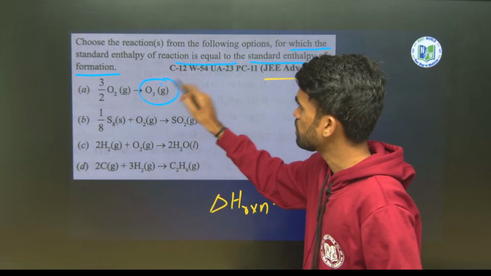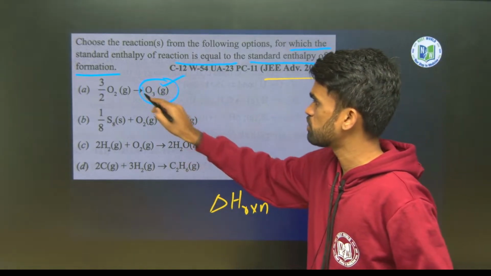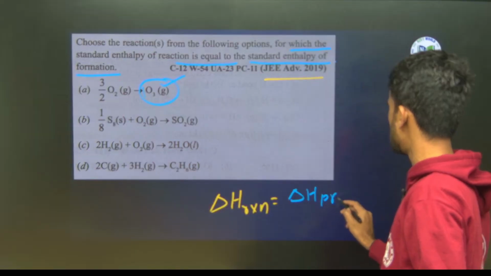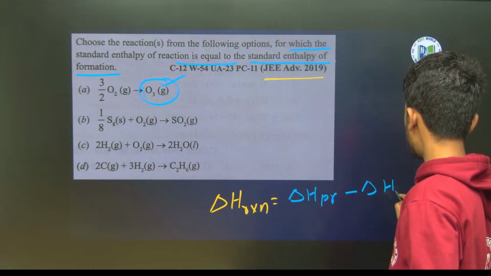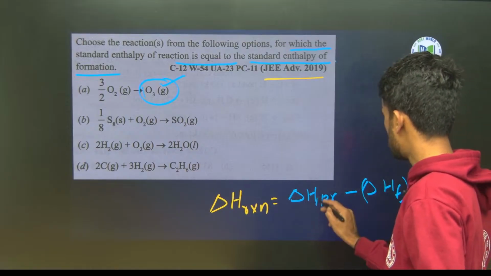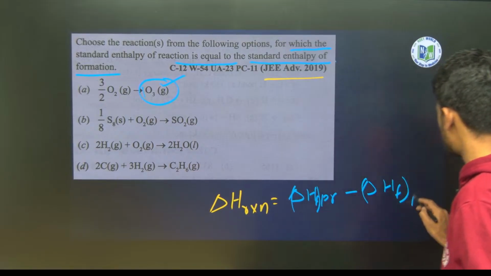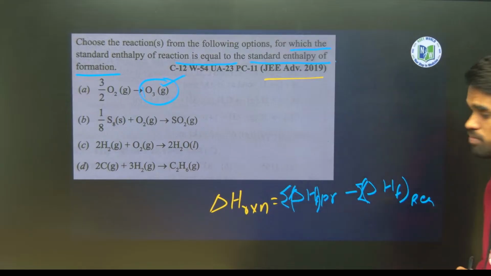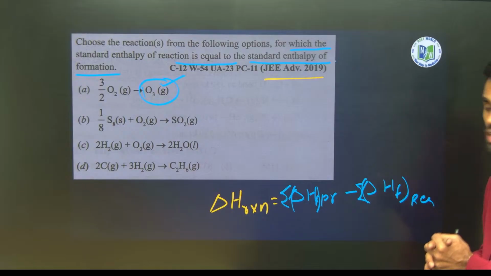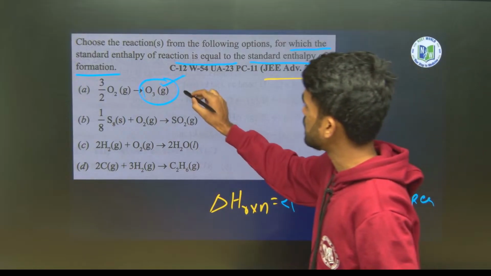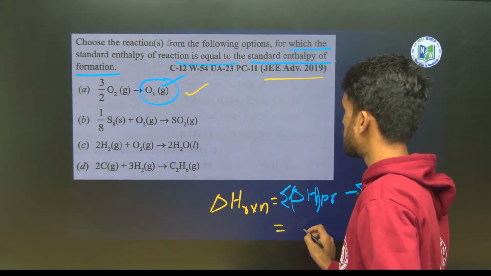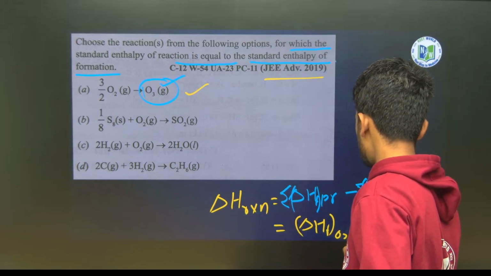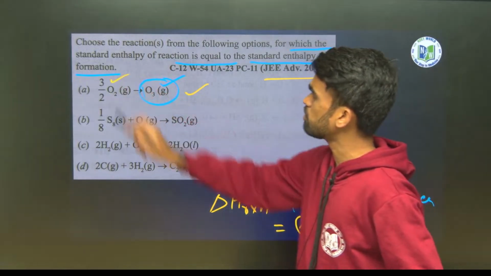So here we have ozone, 1 mole of ozone is formed. Now I can say delta H products minus delta H reactants, that is, delta H formation of products minus delta H formation of reactants. So you can take the summation of delta H formation of products minus the summation of delta H formation of reactants. Here we are getting ozone, so you can take delta H formation of ozone, O3, on the product side, and on the reactant side we have O2.